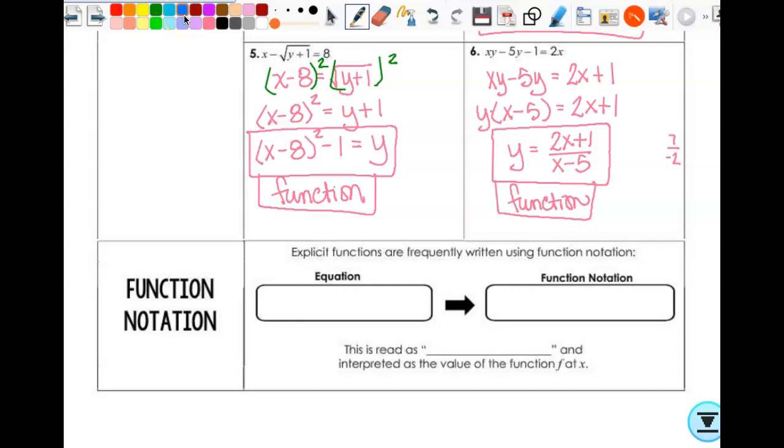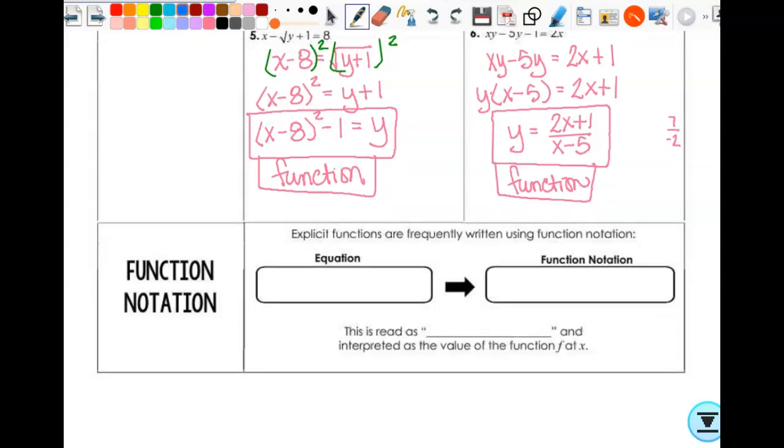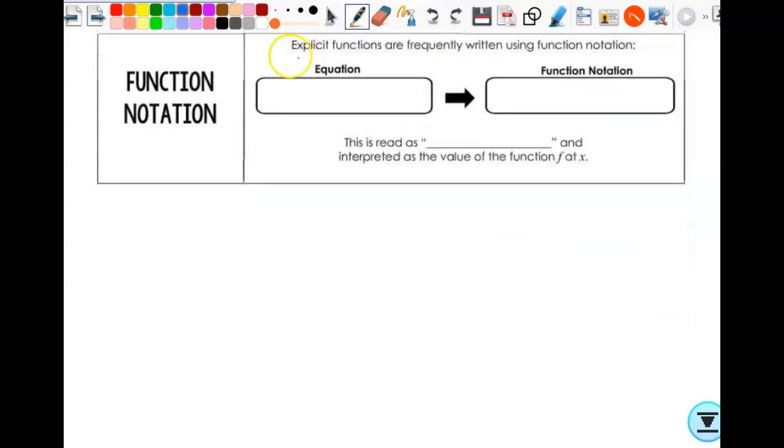All right. So let's talk about function notation. Explicit functions are frequently written using function notation, that is, if they are functions. So if I have an equation like y equals 3x squared plus 7, that is a function, so I can say that y is a function of x because y is dependent on whatever's going on with x.